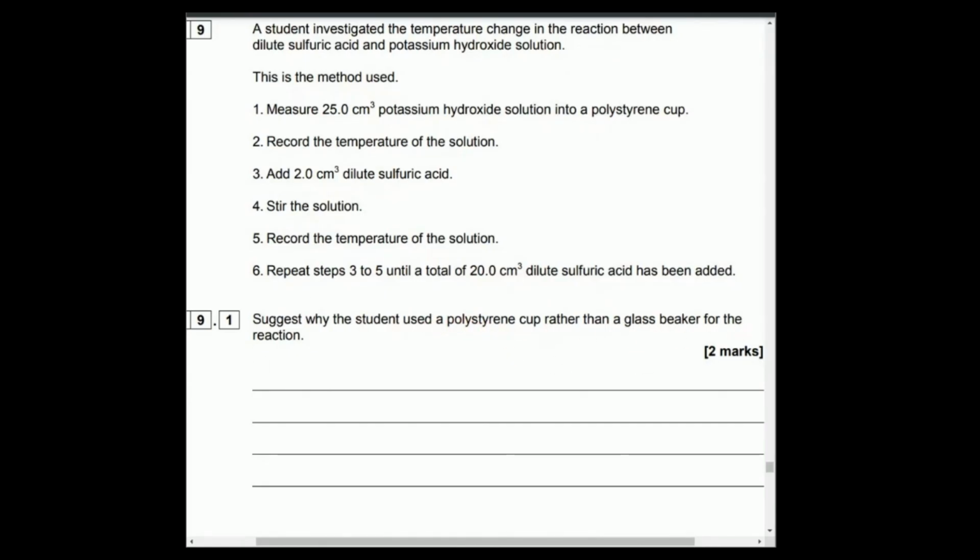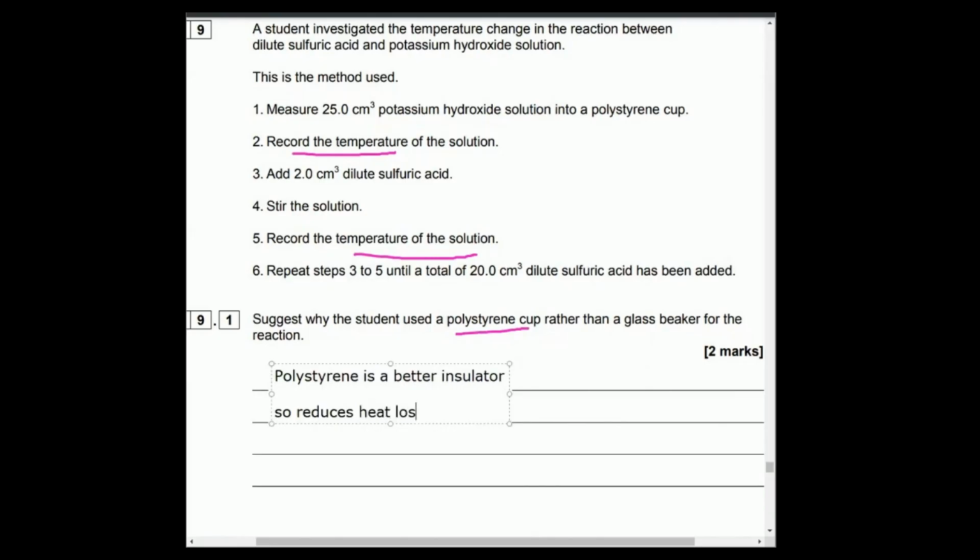Suggest why the student used a polystyrene cup instead of a glass beaker for the reaction. Well, we're recording the temperature. So what is it about a polystyrene cup and temperature? A polystyrene cup will reduce heat loss to the surroundings and give us a more accurate recording of our temperature change, because it reduces heat loss. Why is it? Polystyrene is a better insulator than glass. Boom.